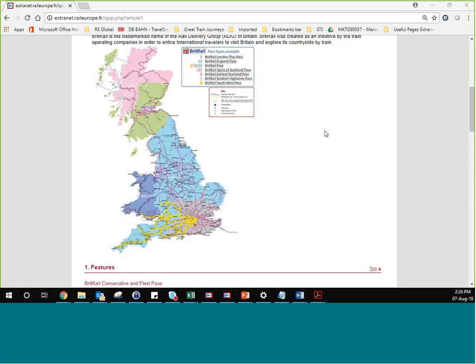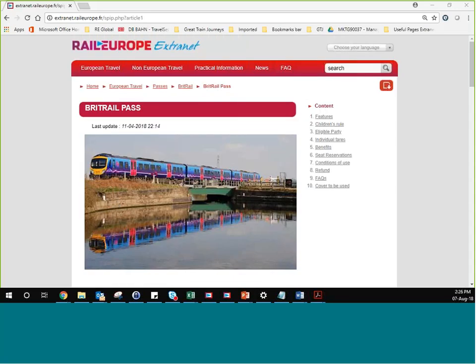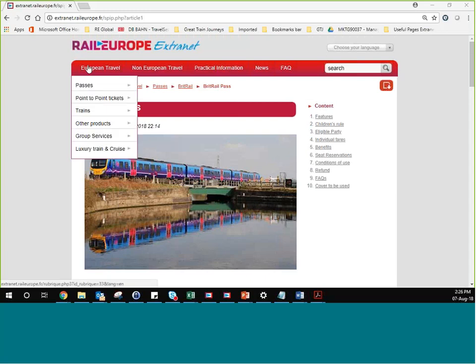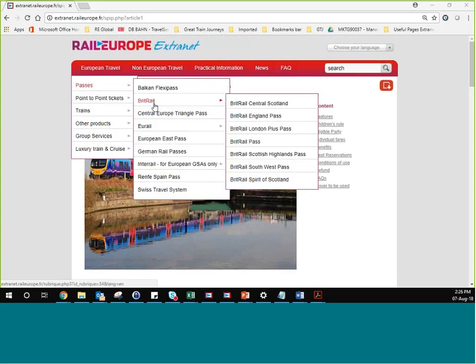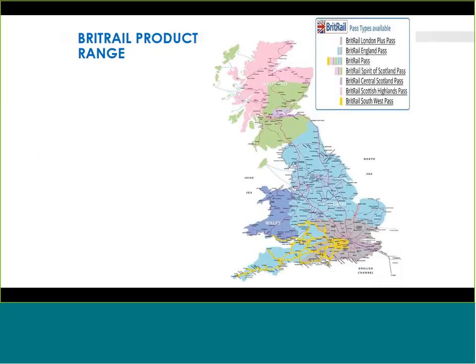So just to recap, if you ever want to find out any more information about the Britrail passes, Extranet is the best guide to find that out. So just under European travel passes and then the Britrail section there as well. Okay, so I'm just going to jump back into our presentation. You might have noticed when I was in Extranet, there were a list of other types of Britrail passes that were available. So I'll go through each one of those now and just go through what they do cover.